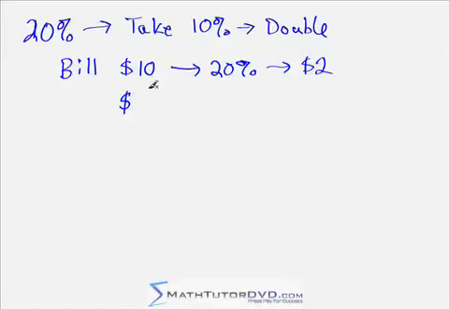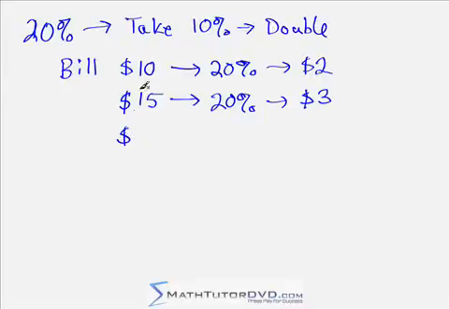What if I'm calculating a tip on $15 and I'm doing a 20% tip? Well, I take the 10% tip, which is moving the decimal this way, $1.50, and I double that. Doubling $1.50 is going to give me $3. That's a $3 tip. That's 20%. Now, what if I have a bill that's $22 and I want to do a 20% tip?